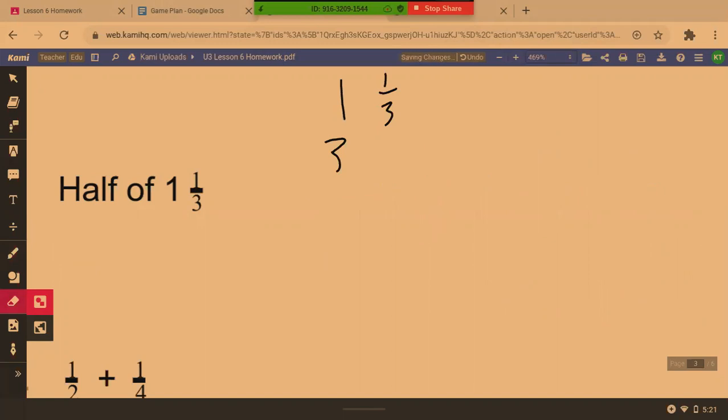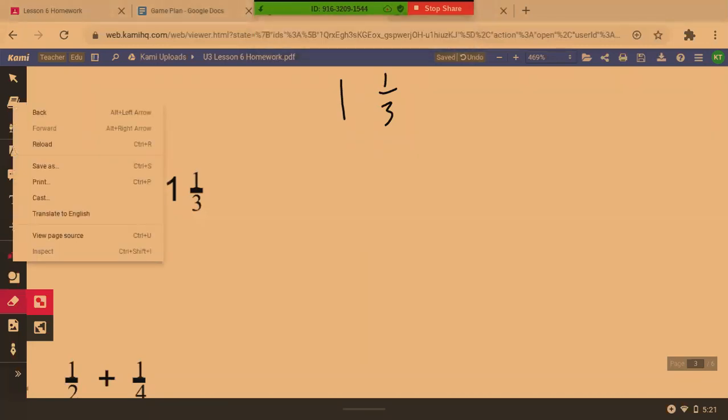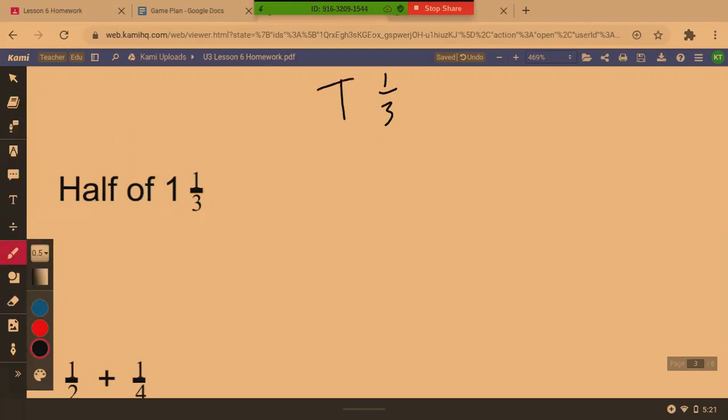So 1 1/3, that is a mixed number. That's where we have a whole number and a fraction together. So I'm going to turn 1 into a fraction so that I can simply add it to that fraction. So 1 whole. In order to add it to 1/3, I need a common denominator. So 1 whole with a common denominator of 3 would just be 3/3. That is the same as 1. So we're going to do 3/3 plus 1/3, and that's going to give us 4/3.